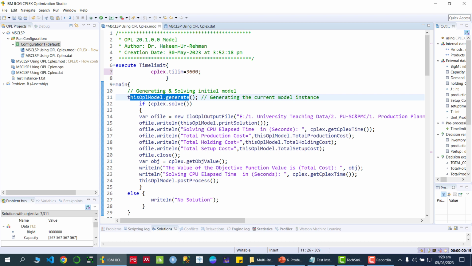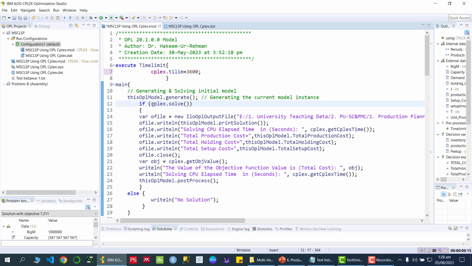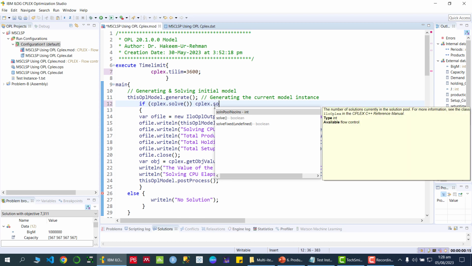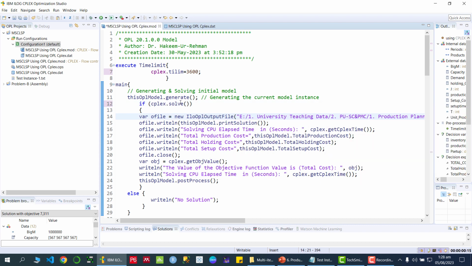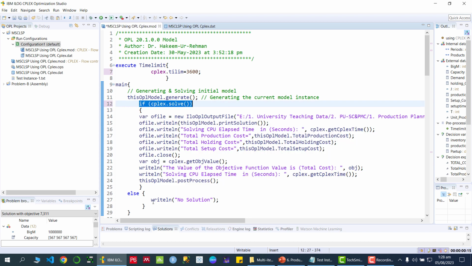Okay, which means I'm saying to solve this model: if cplex.solve, then we have a function called solve, and we are saying that if it is equal to 1, which means if it is able to get the optimum solution, run these commands. Else, if it is not able to get the optimum solution, just write down "no solution the CPLEX has found", which means no solution.